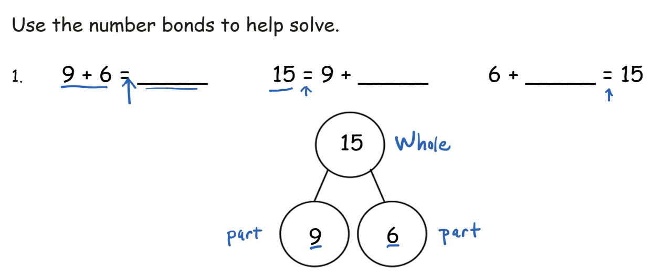In 9 plus 6, I am showing the two parts. 9 plus 6 gives me the whole, or 15. In the middle problem, I've been given the whole, which is 15, and one part, so I need to add the other part. 15 is the same thing as 9 plus 6. In the last question, I've been given one part and a missing part, and it needs to equal the whole. So 6 plus 9, the two parts together would give me the whole, which is 15.